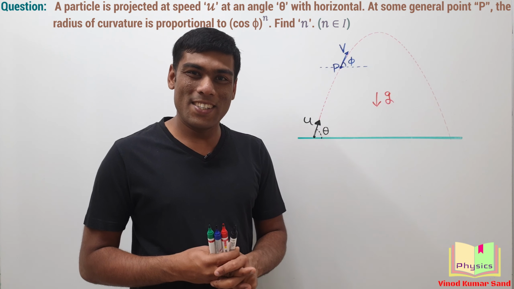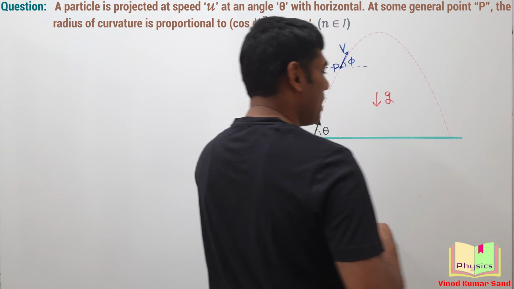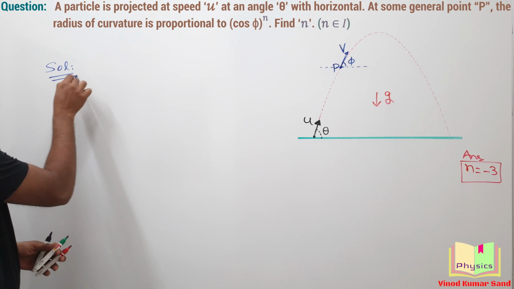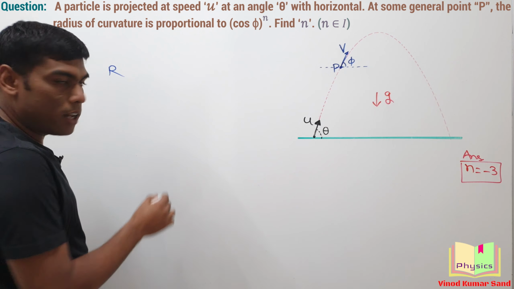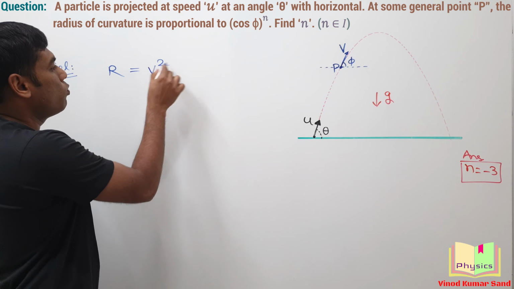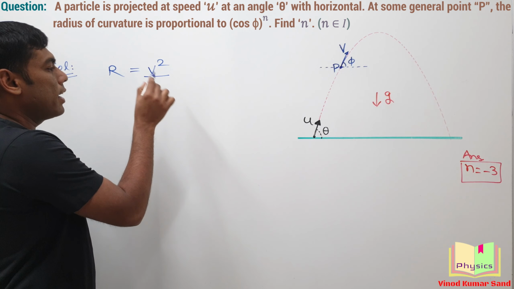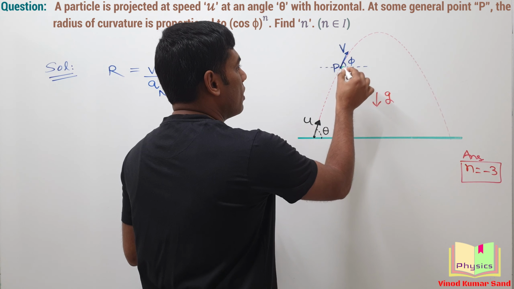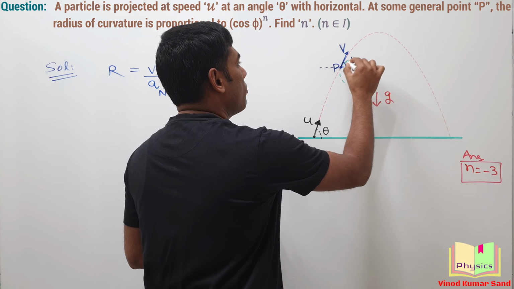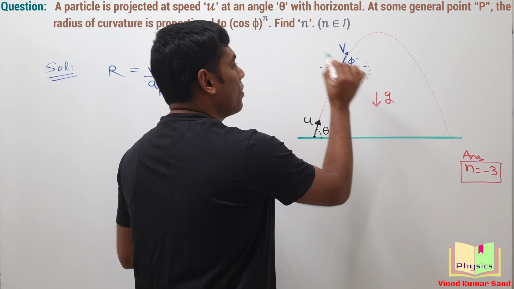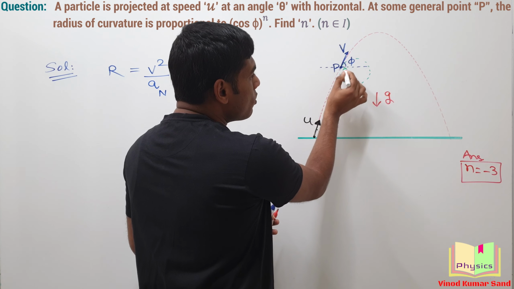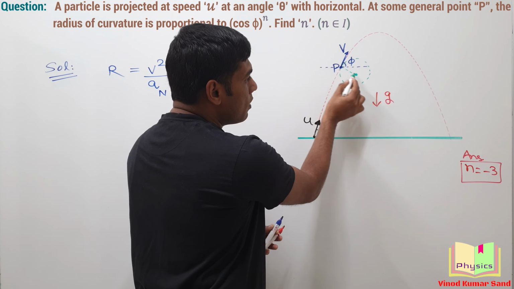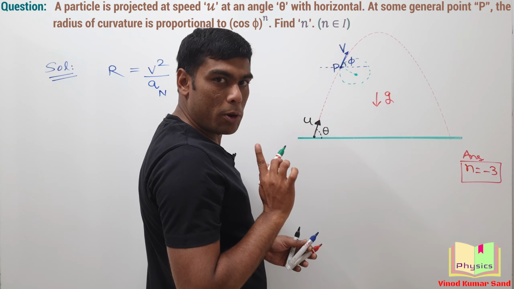The correct answer will be n is equal to -3. We already know the formula of the radius of curvature. The radius of curvature is v square by a normal. Actually, at this position, you can fit a circle, and the radius of that particular circle will be known as the radius of curvature. This is the radius of curvature at point P.